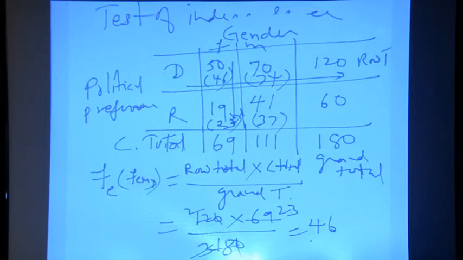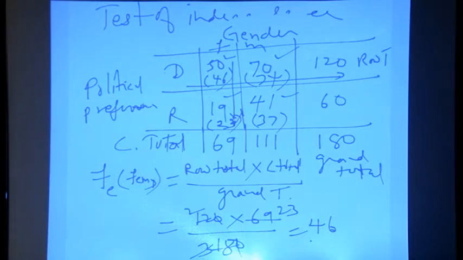Now, we make the table, like we are familiar with the table. What table we will make? Observed frequency and expected frequency. So, observed frequency will be 50, 70, 19 and 41. Okay. This 50, 70, 19 and 41 will be observed frequency.